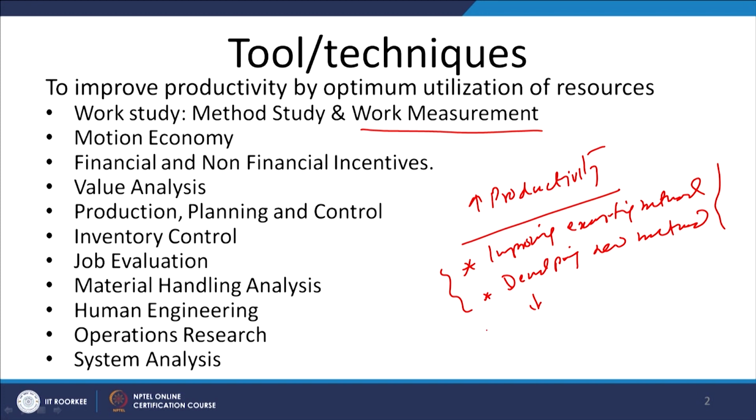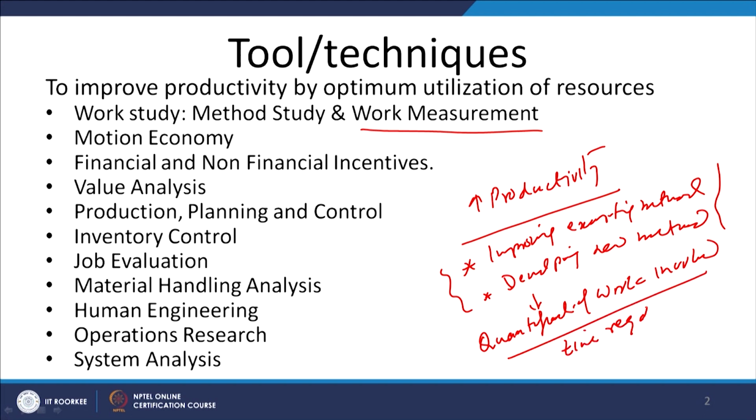In work measurement, the quantification of the work involved in doing a particular job is done, which is primarily done in terms of the time required to complete a job. And for this, various techniques like time study, work sampling, standard data method, and predetermined time motion study method. So, these are the four methods which are used.